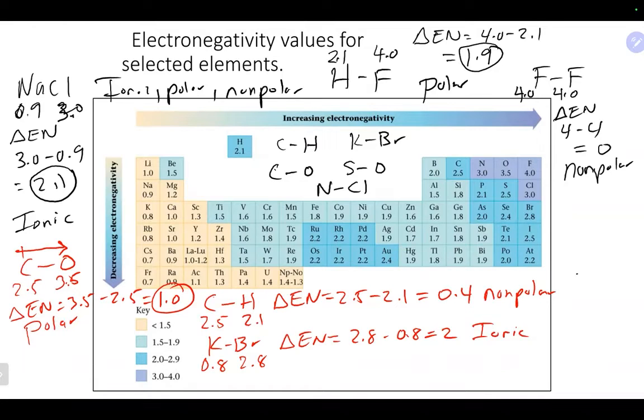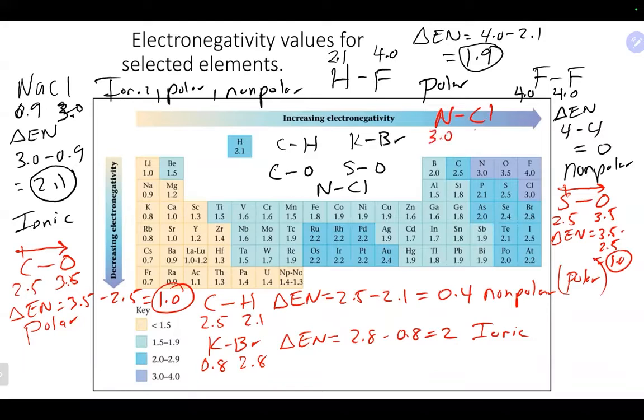If I do sulfur and oxygen, oxygen again is 3.5. Sulfur there is 2.5 as well. That is actually going to give me the same difference of 3.5 minus 2.5, which is 1, and also tells me it is polar. Once again, the arrow should be pointing towards the oxygen in this case, right? It is polar. And lastly, we have the NCl one, I believe. Nitrogen is 3.